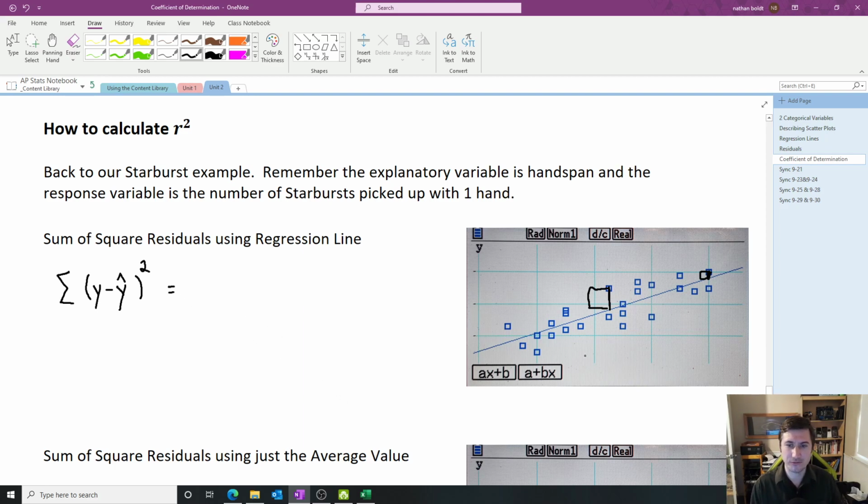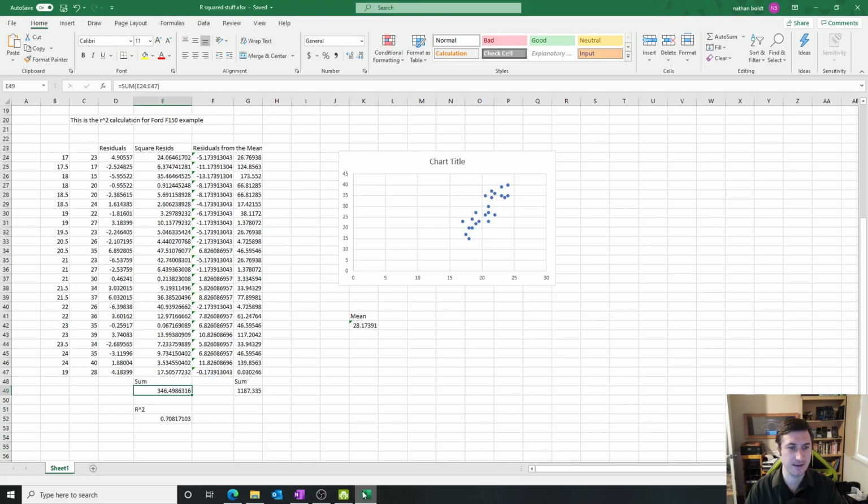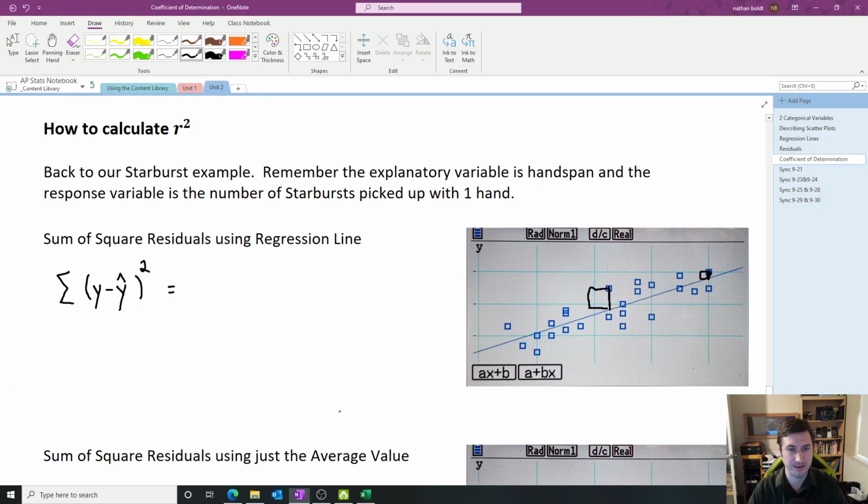And so you do that for all the data points. Now that's really tedious, so I used Excel to do it for me. So I've got my data right here. I used the data and the regression line to calculate all the residuals. Then I squared the residuals, and I added them all up. And I got 346, let's go 0.5, we'll round that up.